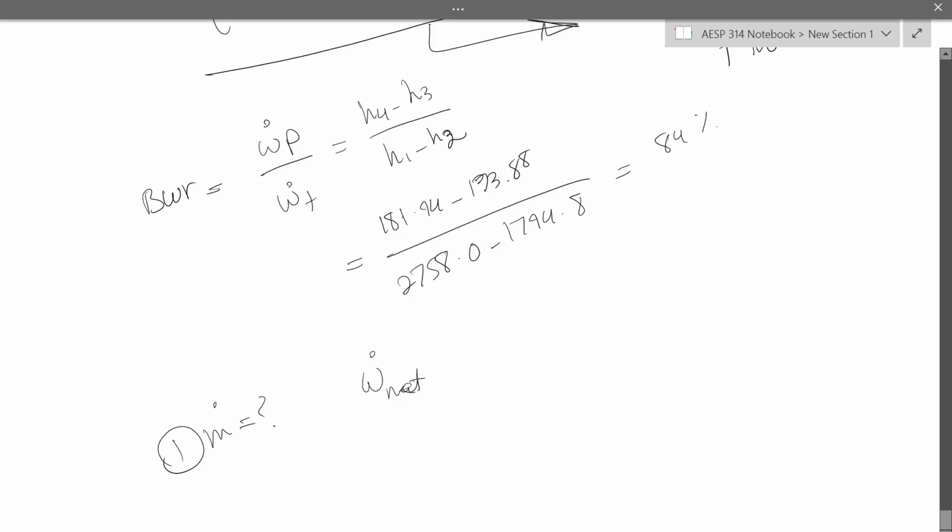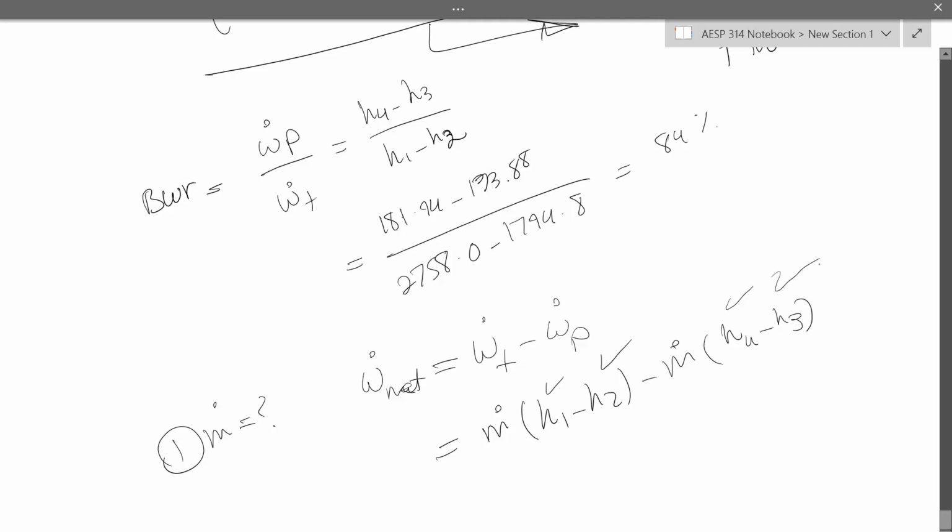So that's W dot net. What is it equal to? Not the value, what does it equal as an equation? Work by turbine minus work by the pump. How do we calculate the work by turbine? m dot multiplied by h1 minus h2. How do we calculate the work by pump? m dot multiplied by h4 minus h3. We have all the h's, and we were also given W dot net. Plug in all of the values.